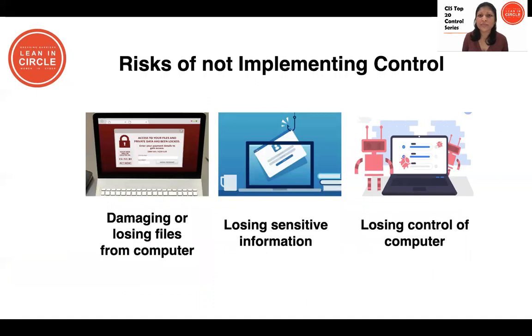What are the risks of not implementing CIS Control 8, known as Control 10 in the latest CIS Top 20? The first is, if you don't defend against malware, you risk damaging or losing files from the computer. Because oftentimes the computer will get the virus initially from an email-based attack or some type of phish where the end user is not expecting that email to come in. It's actually a very deceptive email that tempts that employee to click on a corrupted link.